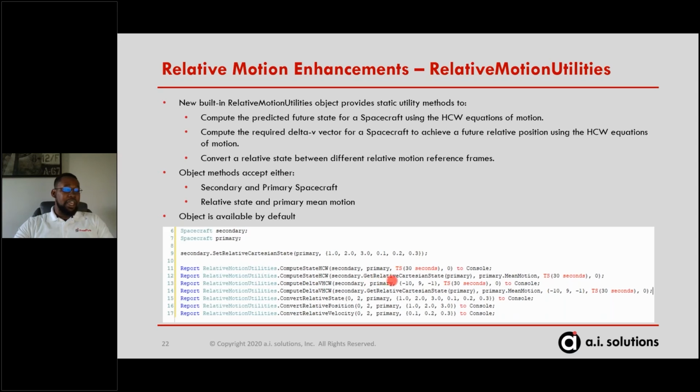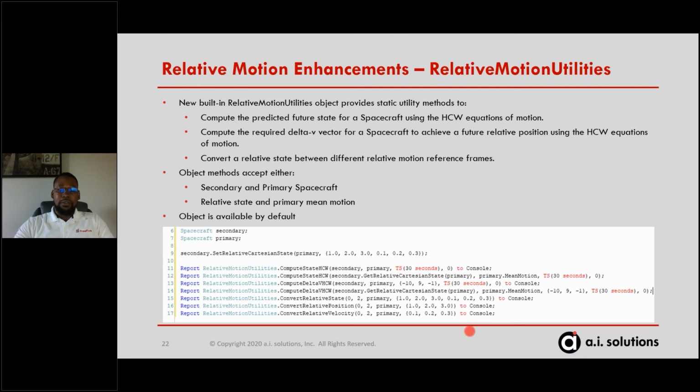We can convert and get a relative state based off of the primary spacecraft's mean motion. We can compute that delta V, where we are either doing it via a specific state or future state that we want to achieve over some time, or a relative state using that mean motion. And then of course, just converting our relative state, our position, or our velocity, where you can input the reference frames that you want to use for the input and output, as well as the relative arrays that you're using for defining your secondary spacecraft with respect to the primary spacecraft.